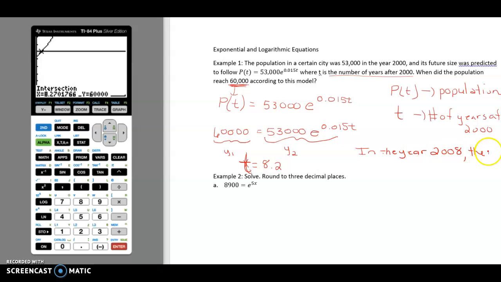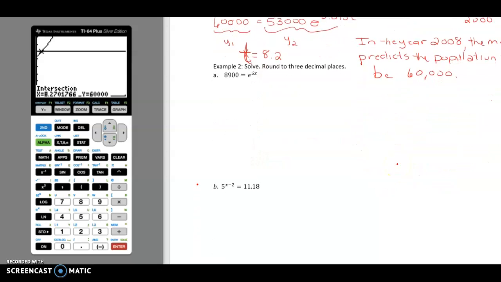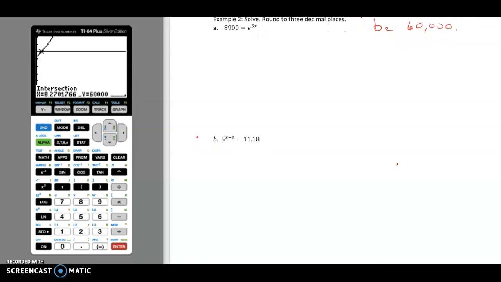The model predicts the population will be 60,000. Okay, so our answer here is 2008. So let's move on to another example.